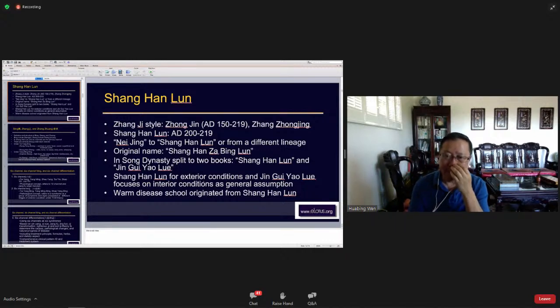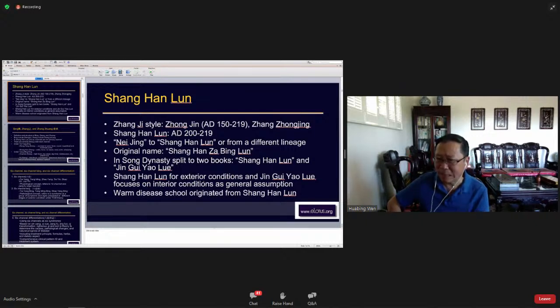And even the Wenbing school, the warm disease school, originated from Shang Han Lun. Ye Tianshi and Wu Jutong are both considered godfathers of the Wenbing school. When you read their case studies, the first thing you can tell is that mostly all the case studies talk about Shang Han Lun.